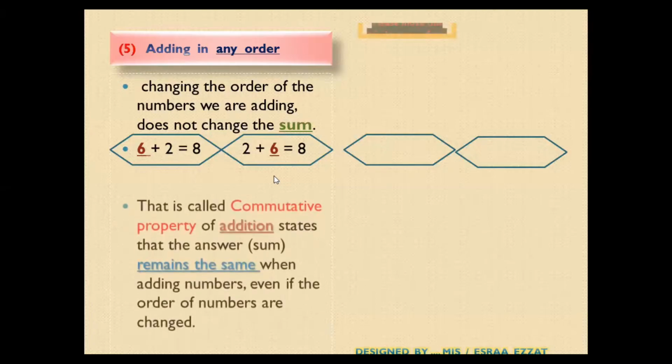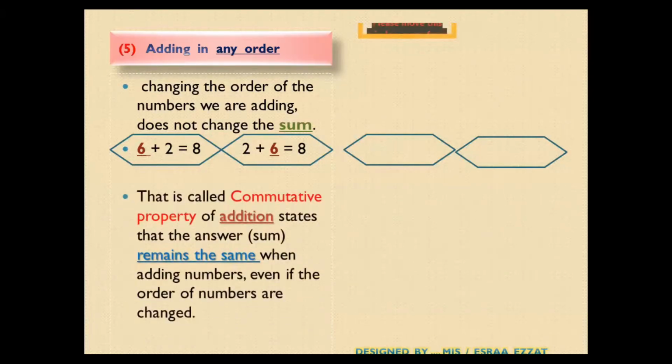Okay, that is called the commutative property of addition, that states the answer or the sum remains the same. The sum, which is here 8, remains the same when adding numbers, even if the order of the numbers is changing.